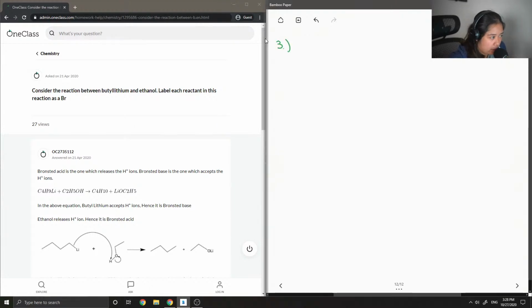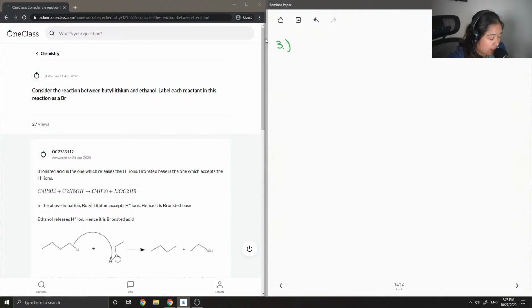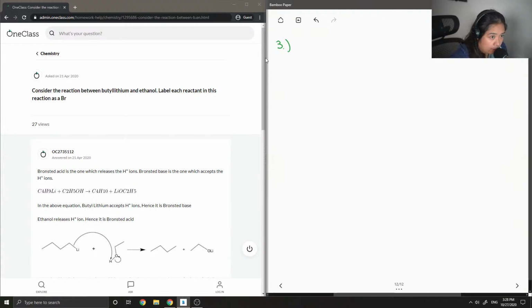Consider the reaction between butyllithium and ethanol. Label each reactant in this reaction as a, I'm assuming like a Bronsted acid or a Bronsted base. So let me write down this acid-base reaction. We have butyllithium, which has the following chemical formula: C4H9Li, plus ethanol.